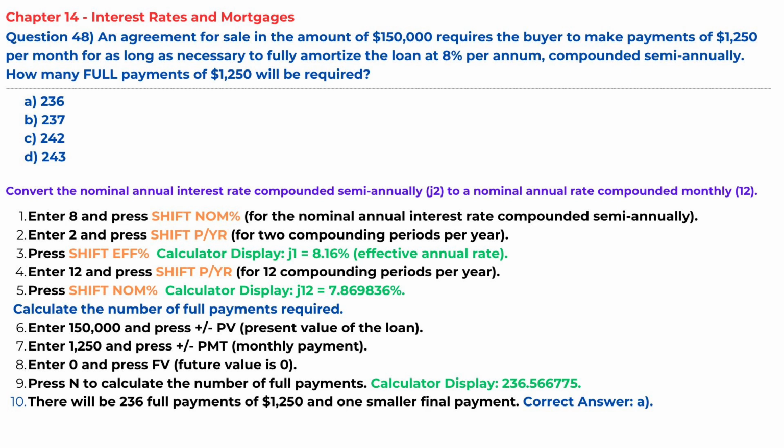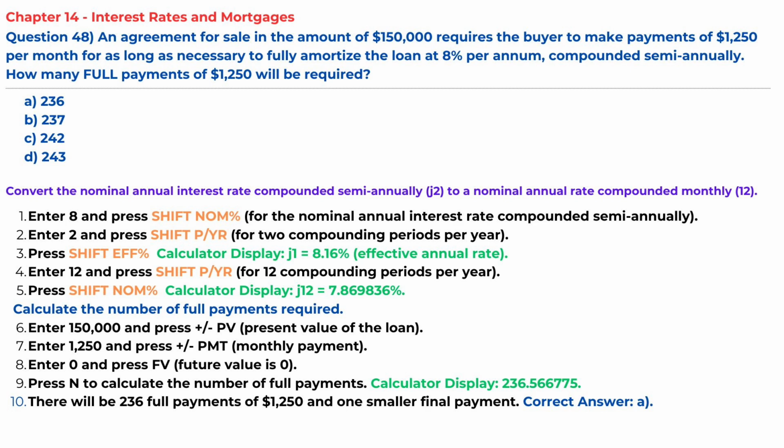Enter 8 and press Shift NOM. Enter 2 and press Shift PYR. Press Shift Effective. Calculator displays J1 equals 8.16% effective annual rate. Enter 12 and press Shift PYR. Press Shift NOM. Calculator displays J12 equals 7.869836%. Final step. Calculate the number of full payments required.